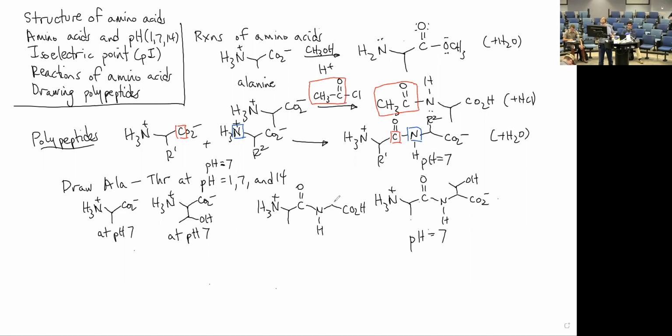So we have a methyl group over here, and then the threonine side chain over here. That's pH equals 1. So same type of connectivity, but we also have protonated the carboxylic acid functional group. And then last but not least, maybe I'll put it down here. Oh, wait a minute, what am I doing? We're at pH 14 now. That's no longer protonated.